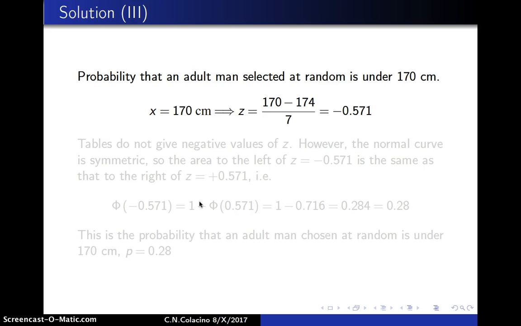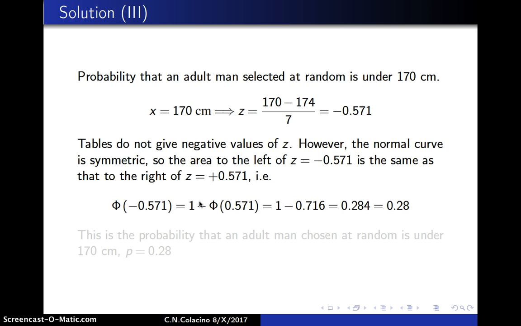Let's now tackle an important case, the probability that an adult man selected at random is under 170 centimeters. If X is 170 centimeters, Z is 170 minus 174 divided by 7, which gives minus 0.571. Tables do not give negative values of Z. However, the normal curve is symmetric. We've said it before, symmetrical about its middle. So the area to the left of Z equals minus 0.571 is the same as the area to the right of Z equals plus 0.571.